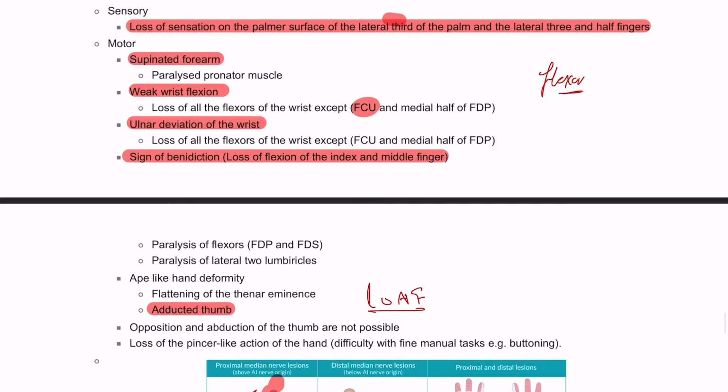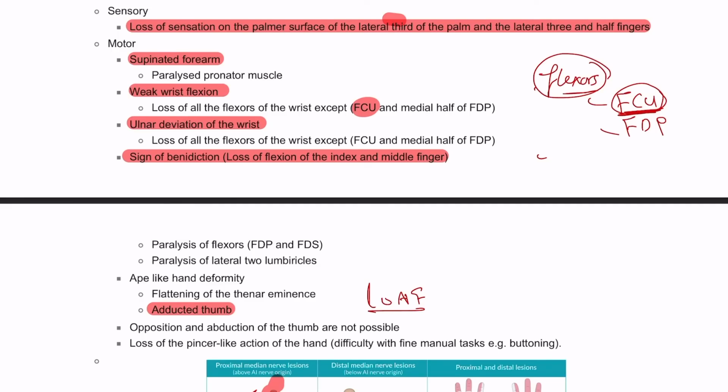So to summarize this, always remember the muscles. We talked that the ulnar nerve supplies all the flexors, and these flexors will be affected, apart from flexor carpi ulnaris and part of the flexor digitorum profundus. So if wrist flexion is lost, there will be ulnar deviation because flexor carpi ulnaris is working, and also there will be the sign of benediction because flexor digitorum superficialis and profundus are not working. So the flexion of the index and middle finger will not be working.